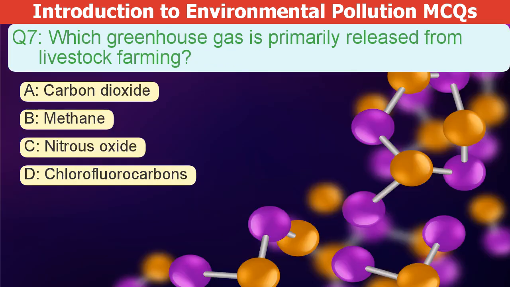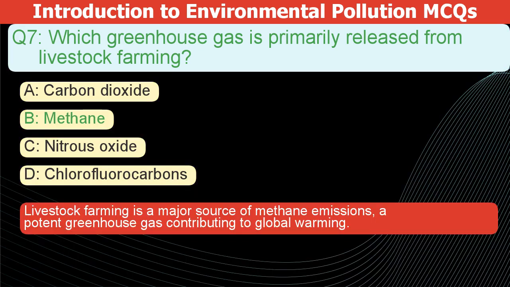Which greenhouse gas is primarily released from livestock farming? A. Carbon dioxide. B. Methane. C. Nitrous oxide. D. Chlorofluorocarbons. The correct answer is B. Livestock farming is a major source of methane emissions, a potent greenhouse gas contributing to global warming.